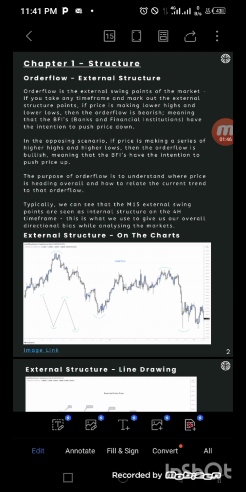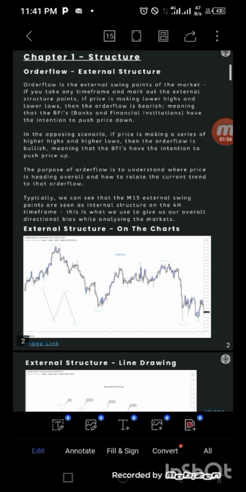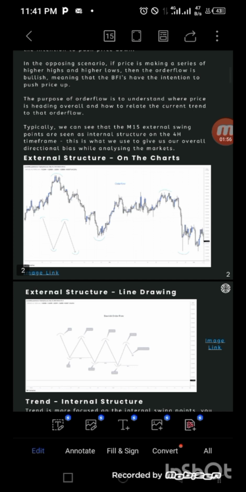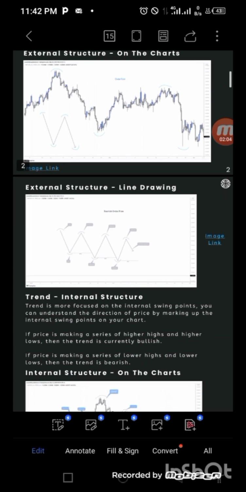Okay, this is order flow. You can see this market is down. It's a bearish trend.